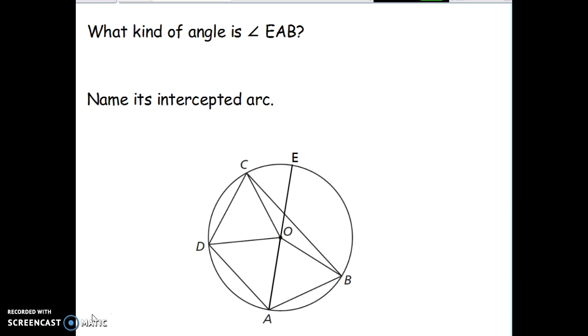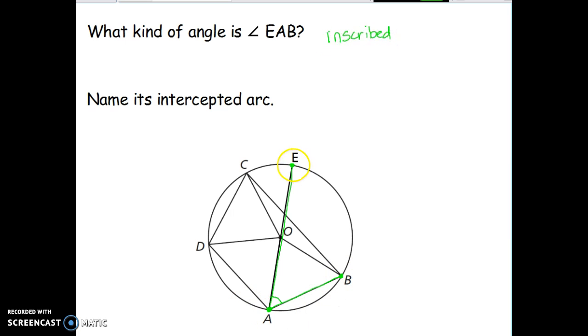On this page, we're looking at angle EAB. So if we start at E and we go all the way down to A, and then over to B, we see that A is the vertex of this angle, which means that it is an inscribed angle since A is on the outside edge of the circle. So this is inscribed.